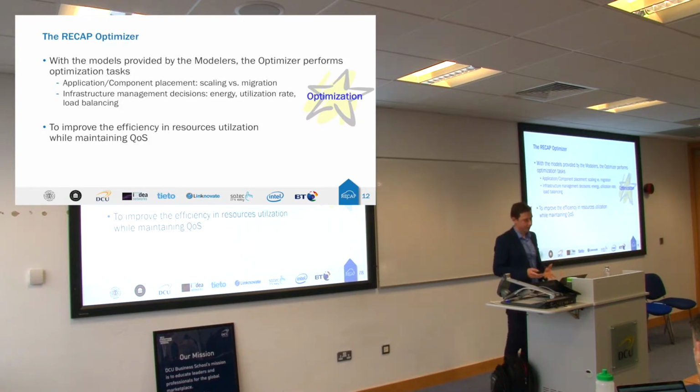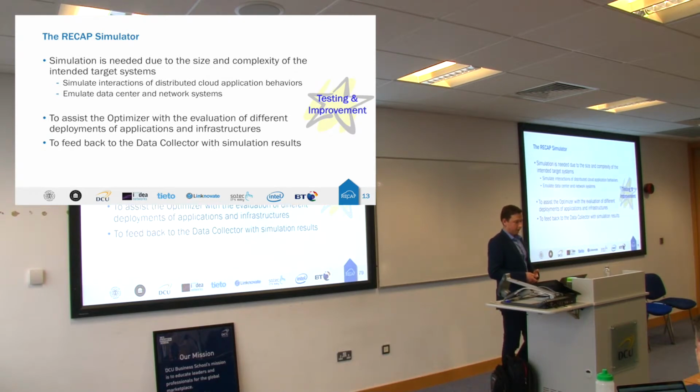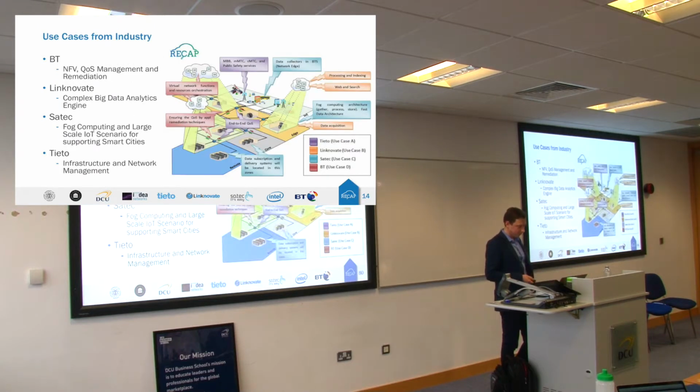The optimizer itself will use the models that are being created. Once we understand the system's inner workings, we can optimize some of the system usage. So we're looking at the scaling of the components of the application, management of infrastructure, energy utilization rate, load balancing, and so on. And simulation, I will talk about more. Simulation looks at testing the environment, and at the impact and improvement that's being made.